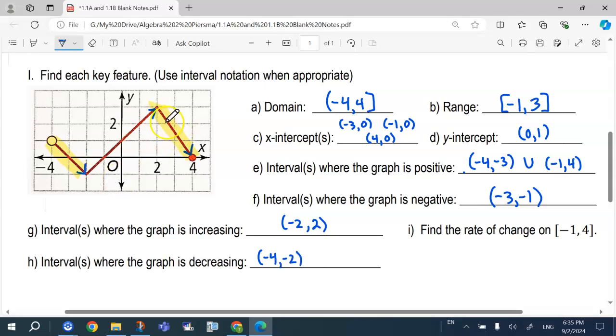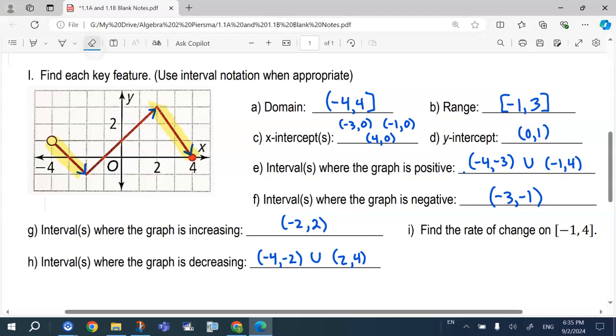But I'm also decreasing from +2. When x is +2, I'm going down as I go to the right all the way to x is 4. 2 to 4. And I want both of those intervals, so I'm going to put a union on them.